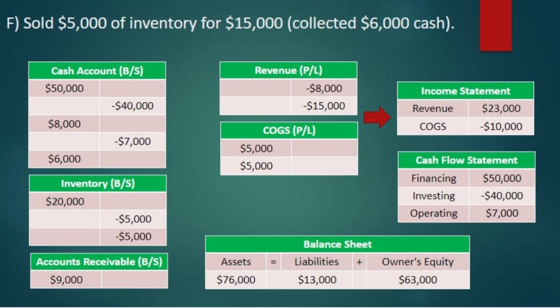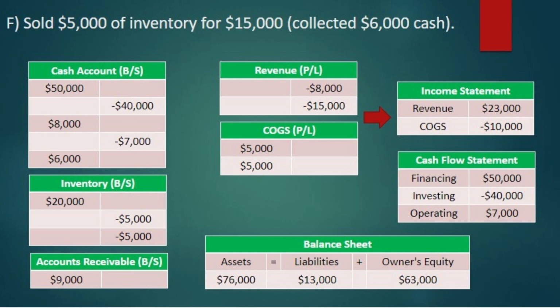We sell additional $5,000 of inventory for $15,000. We collect only $6,000 in cash. We debit cash for $6,000, we credit revenue for $15,000. We debit the difference in our asset account for receivable.